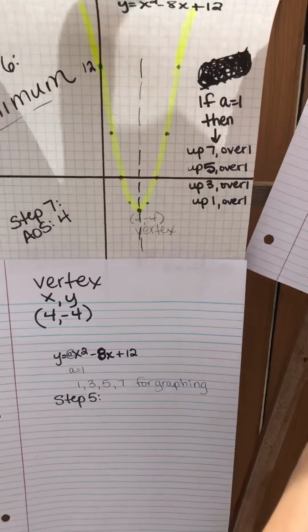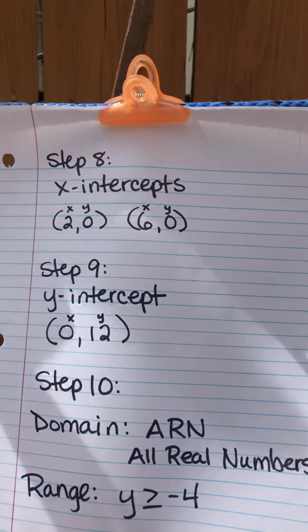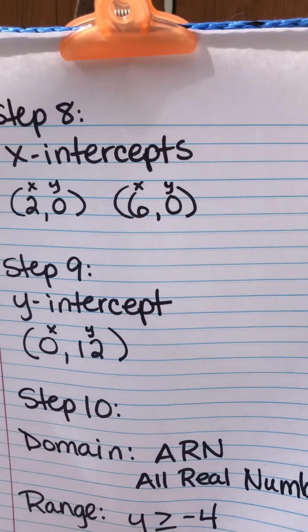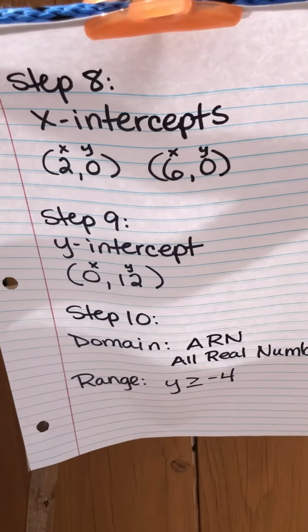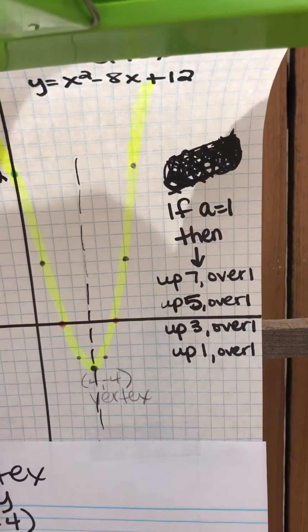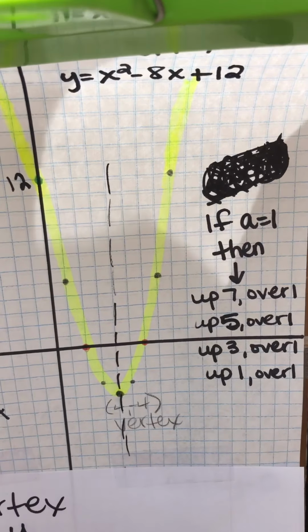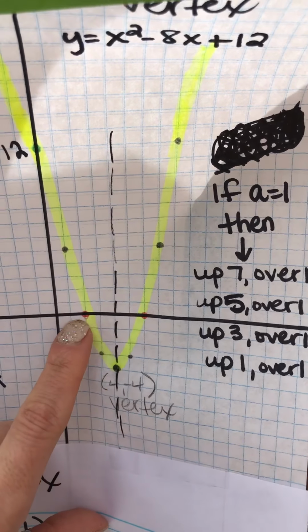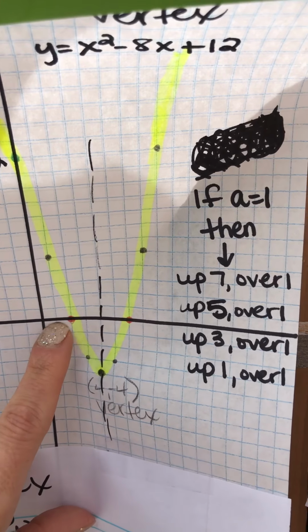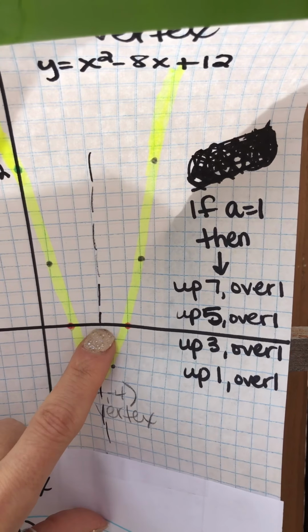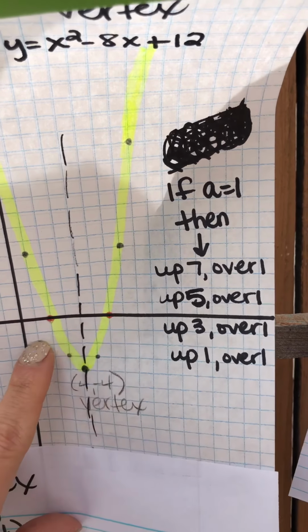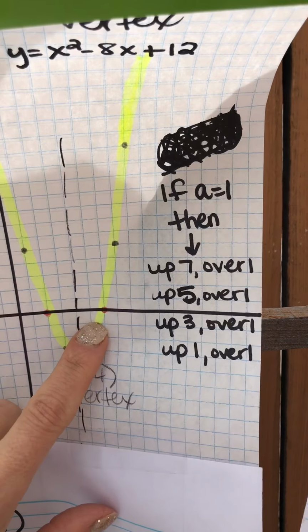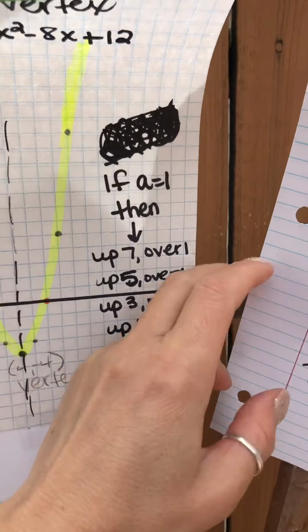Okay. Let's go to step 8, x-intercepts. We have (2, 0) and (6, 0). How do we know that? Let's come back to our graph, and we see that on our graph here, our points are at 2, 1, 2, 3, 4, 5, 6, and 6. So (2, 0) and (6, 0). You always label the x first.